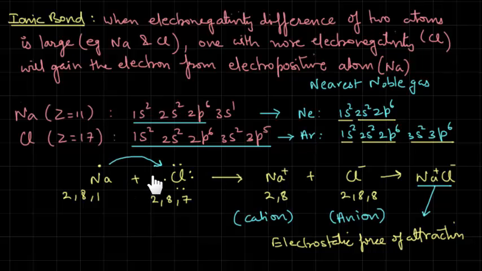So every ionic bond will have a cation, which is the atom that loses the electron, and an anion, which gains the electron.